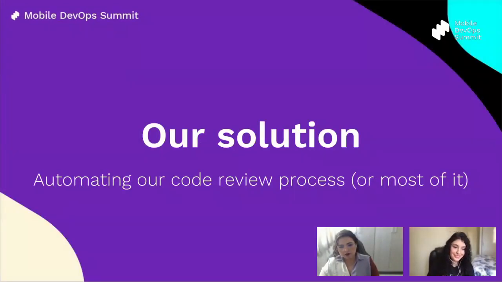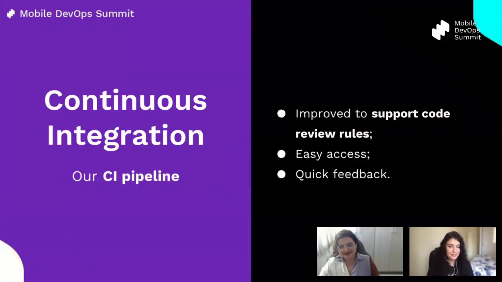So let's talk about the key, the solution. We need to talk about our CI pipeline. We already had one that was improved to also include code review rules that were possible to be automated. Not all of them were possible to be automated. We chose this because all developers have easy access to the CI pipeline, and it also provides quick feedback without relying on others to have time to review your code.